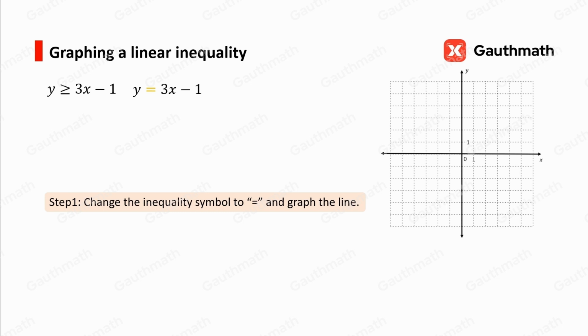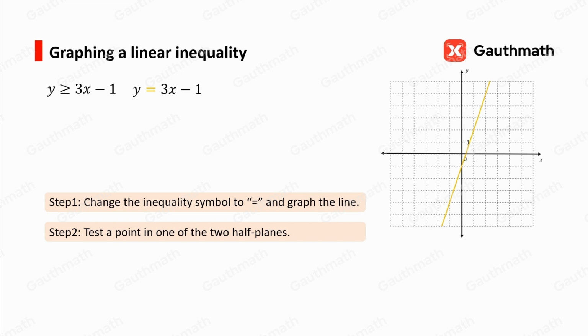This linear equation is in slope-intercept form, right? So you can plot (0, -1), which is the y-intercept, and then use the slope 3, rise over run: rise 3 and run 1 unit to the right to find the second point. This is the graph of it. And remember, this is a solid line, which means any points on the line are solutions as well.